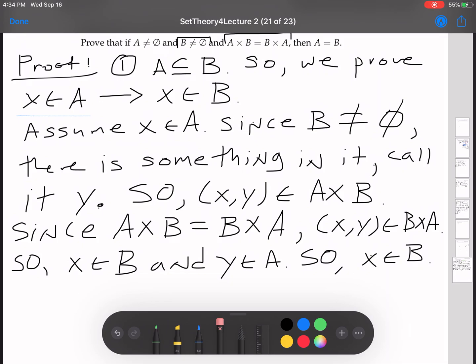Okay, so now let's prove 2. 2 is entirely similar. So now we're going to prove B is a subset of A. All right, so now our assumption is not that x is in A. Now our assumption is that x is in B. Now since A is not empty, there's got to be something in it. Let's call it y.